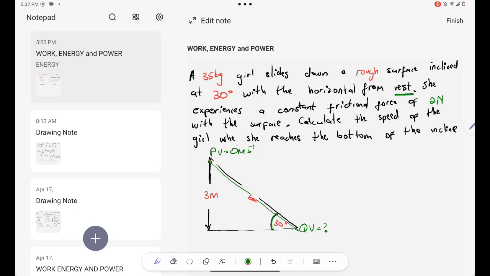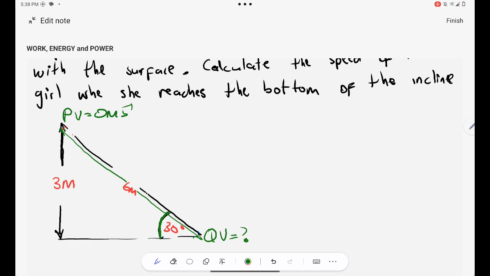Don't worry, I will use both the work energy theorem as well as the work done by non-conservative forces. Let's start with work done by non-conservative forces. I know that it simply says work done by non-conservative forces.